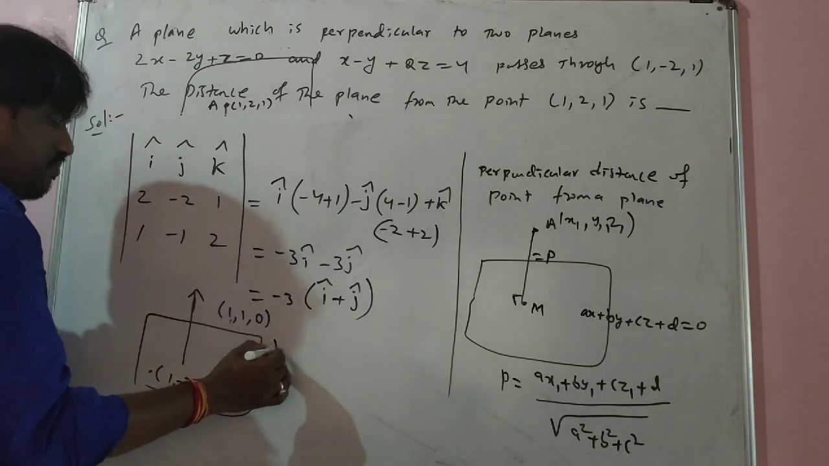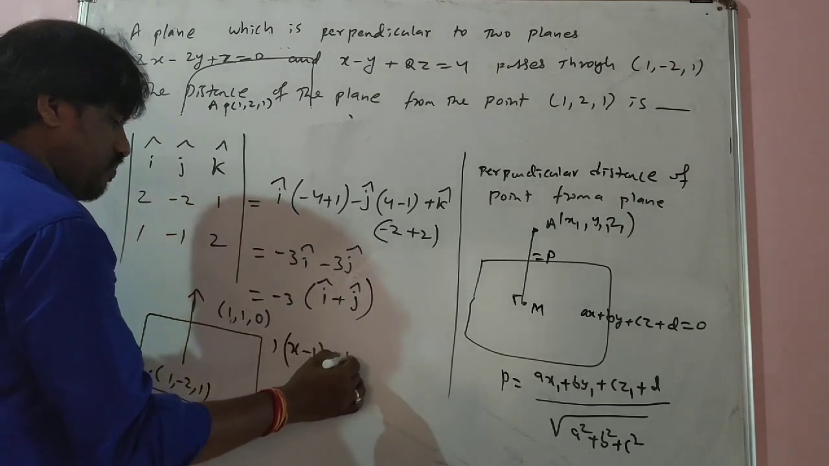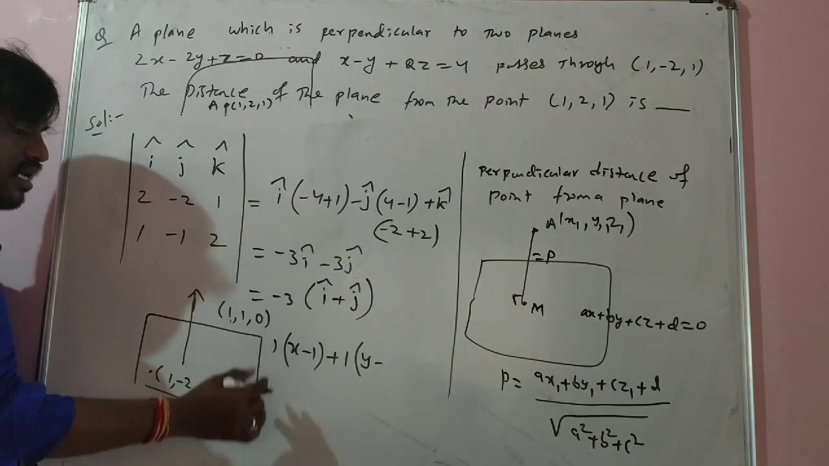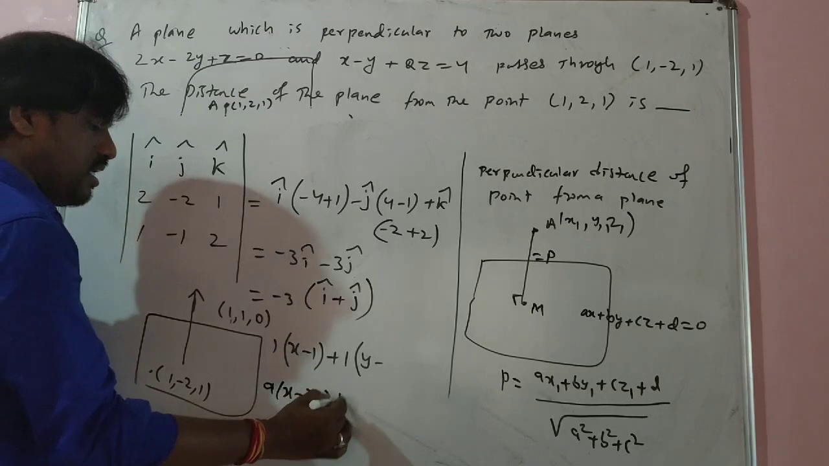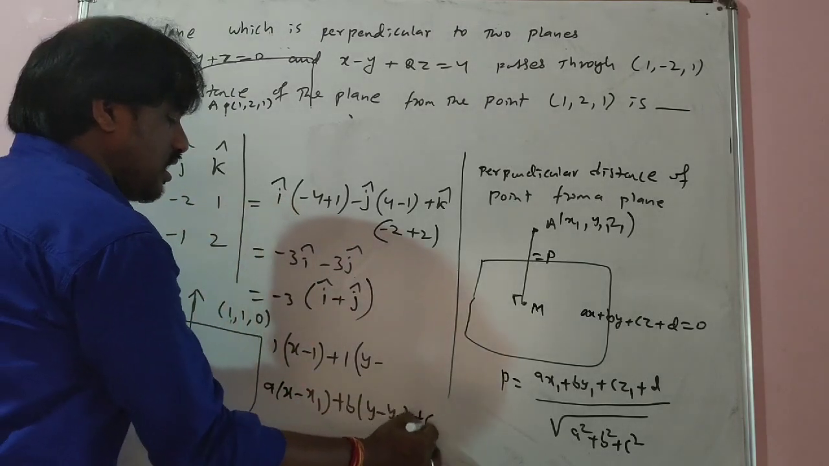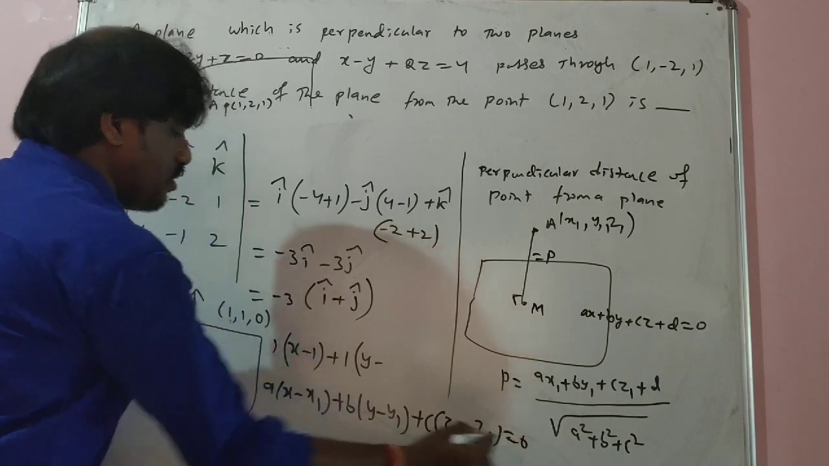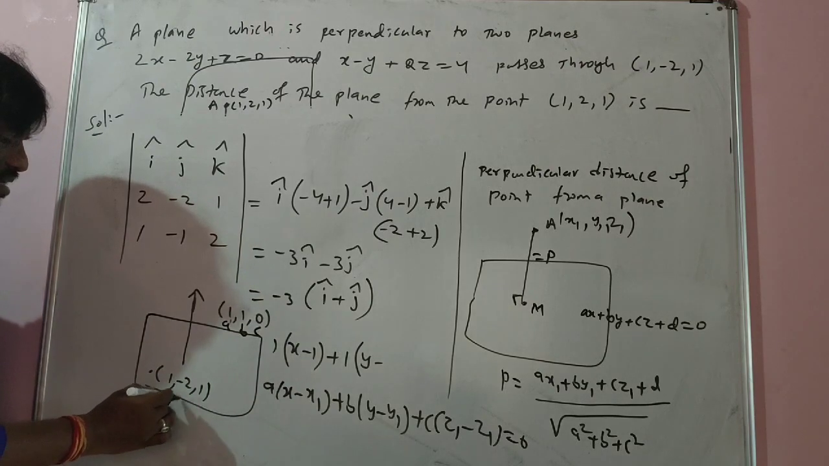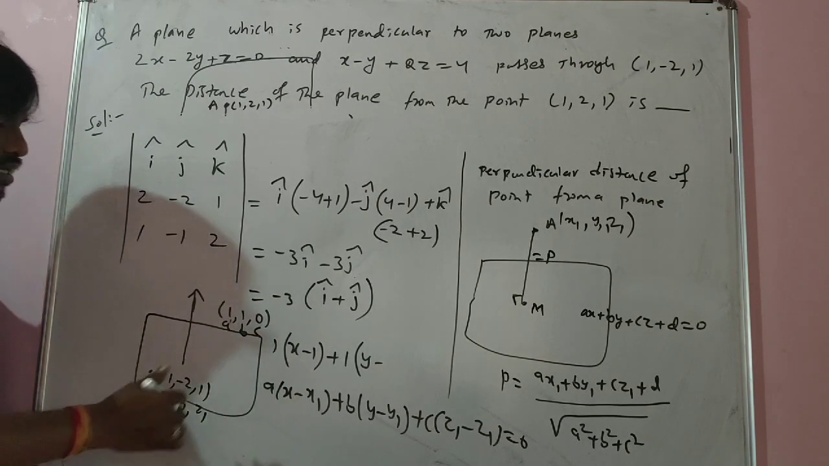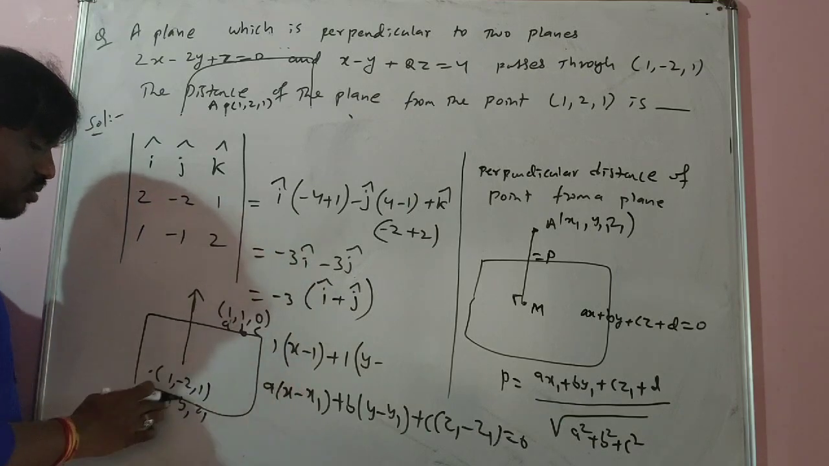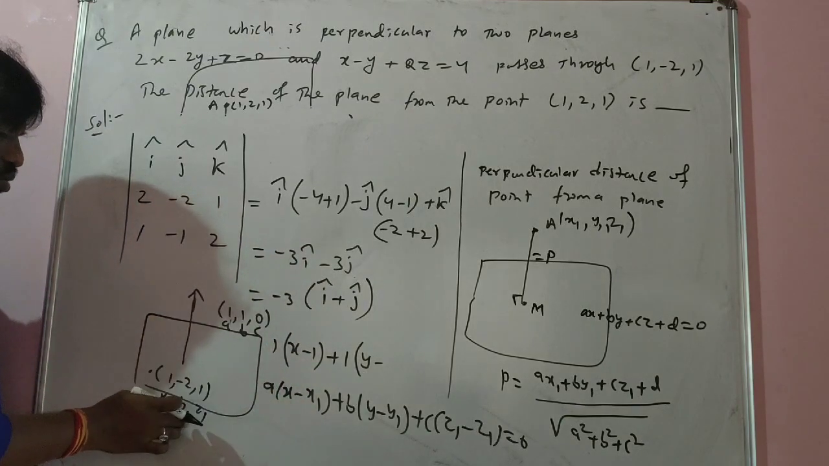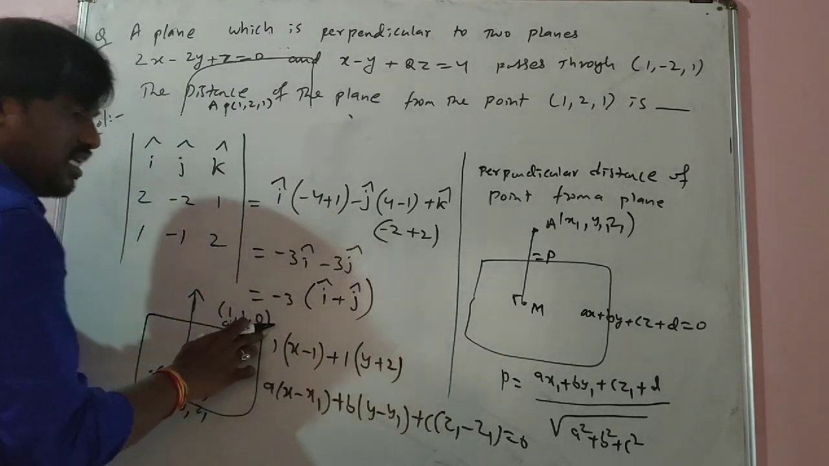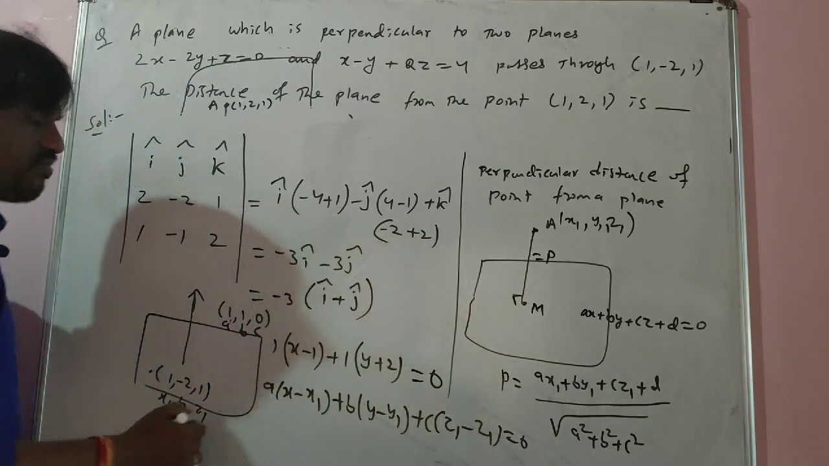Then the equation of the plane is a into x minus x1 plus b into y minus y1 plus c into z minus z1 is equal to 0. This is the formula. These are a, b, c, and this is x1, y1, z1, which I am substituting here. So a is 1: 1 into x minus 1, plus b, 1 into y plus 2, plus c is 0 into z.